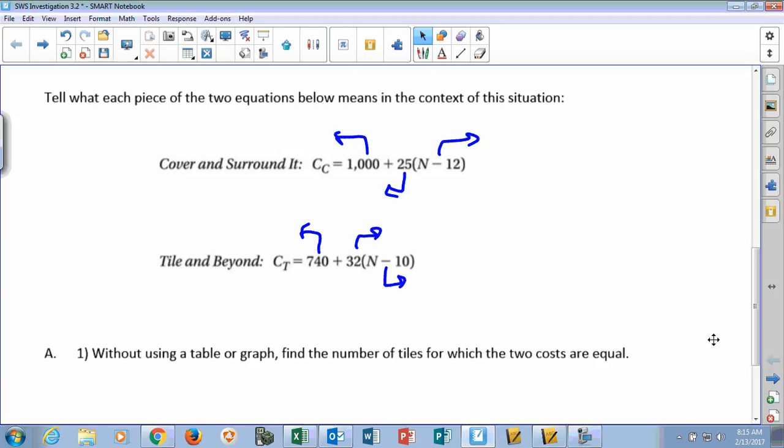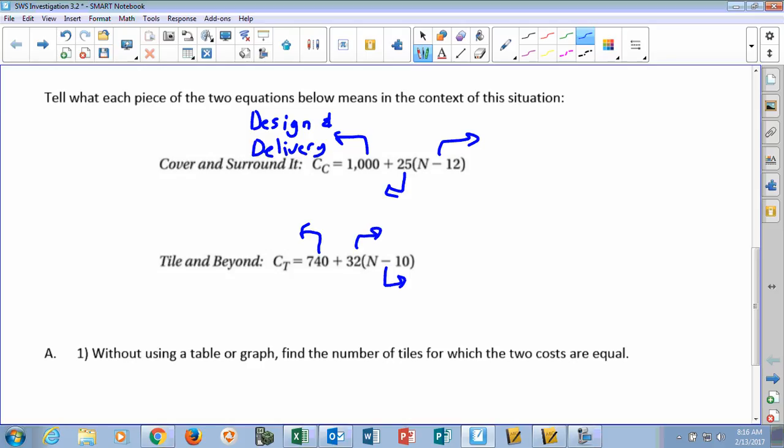All right, so for Cover and Surrounded, the $1,000 represents what? Yeah, that's your design and your delivery fee, right? Your 25 represents your cost per tile. And the n minus 12 is your number of tiles, right?